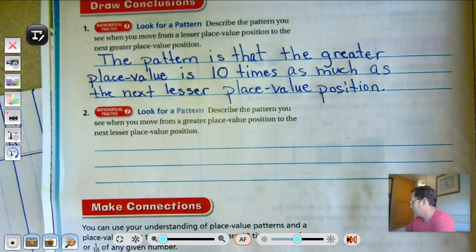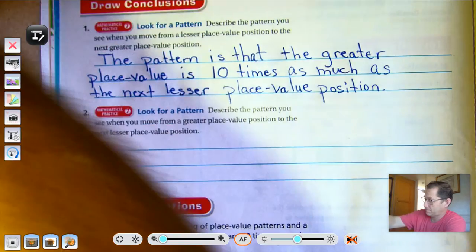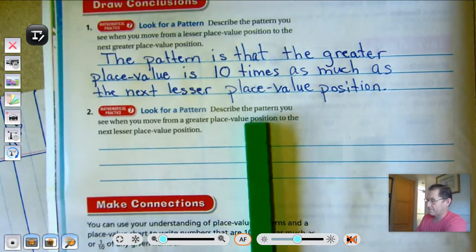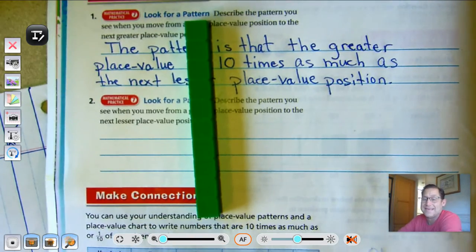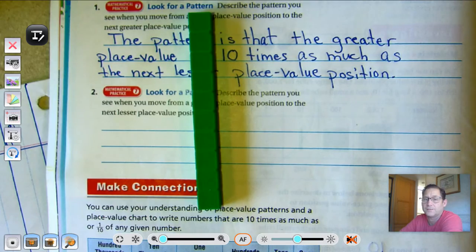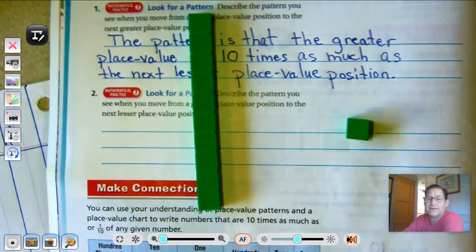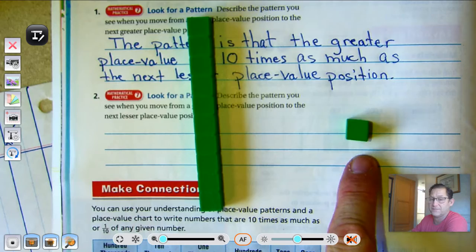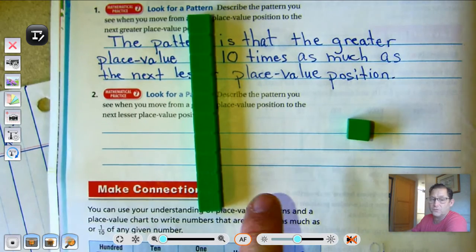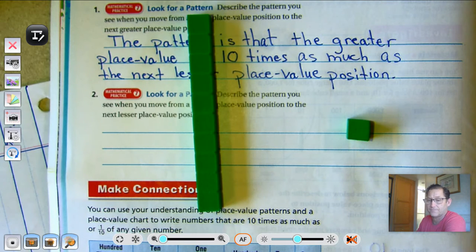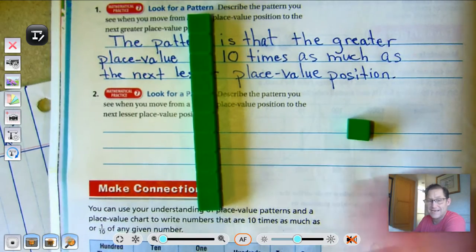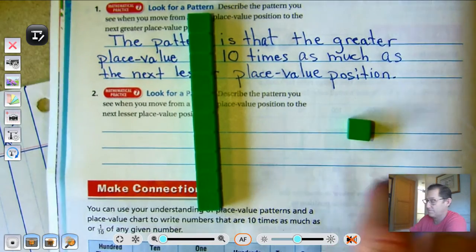Okay, so again, a 10, represented by a long, is 10 times as much as the next lesser place value. So a long, which is 10, is bigger than a 1, right? Tens are bigger than ones, and it'd be 10 times as much as that smaller place value.